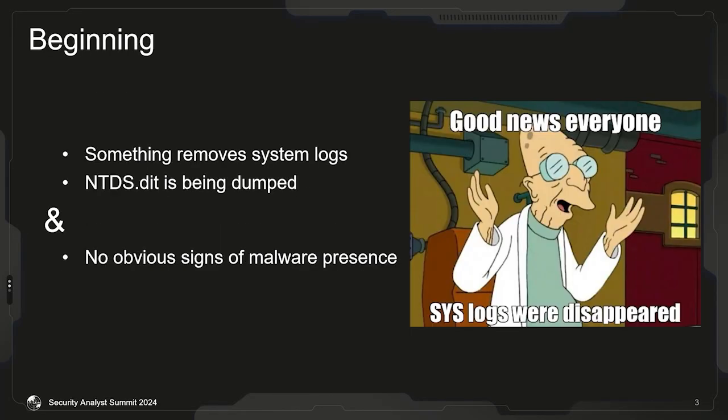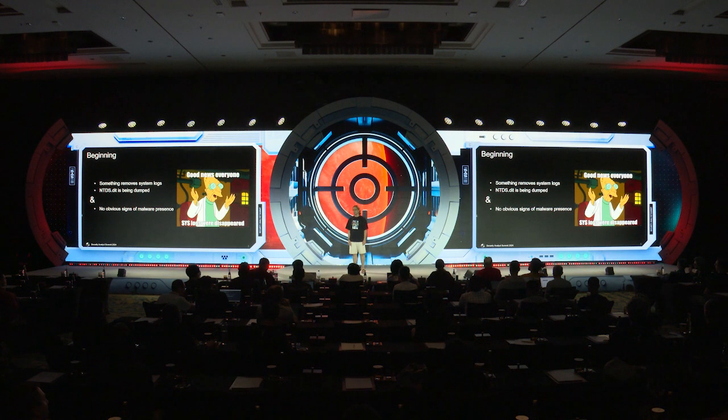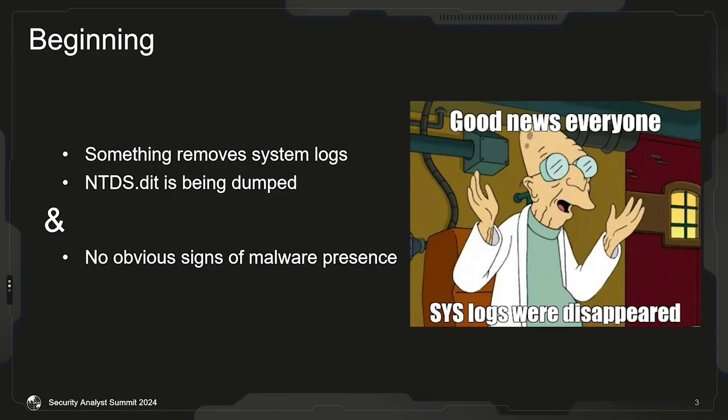Why did we start incident response? The client noticed that system logs were disappearing, and there were signs of NTDS dumping. He had a huge infrastructure and no clue where to search for the source of infection. So we started examining dozens of hosts, hoping to find a malware sample or any sign of persistence.